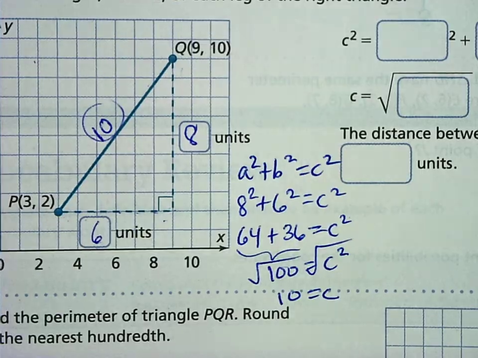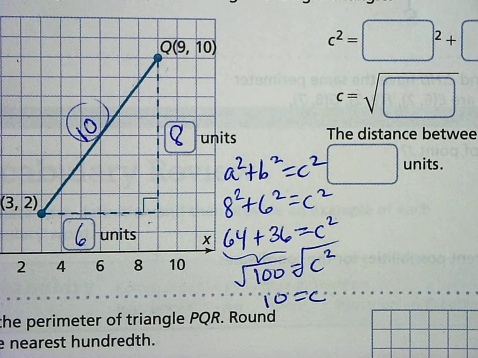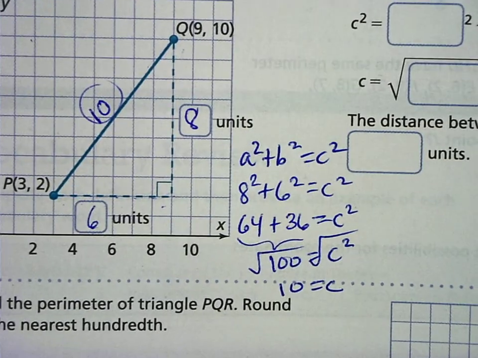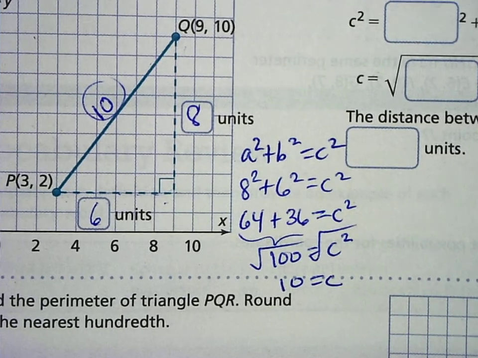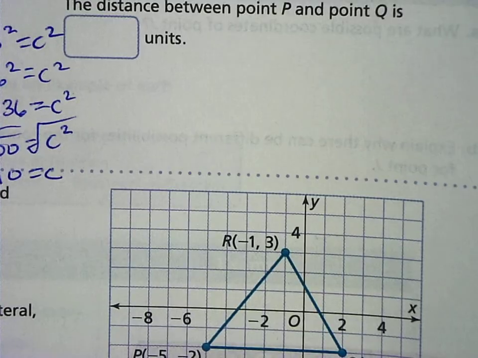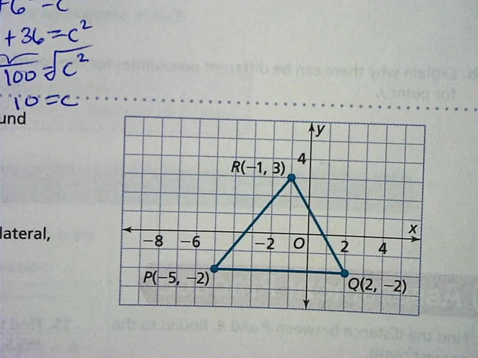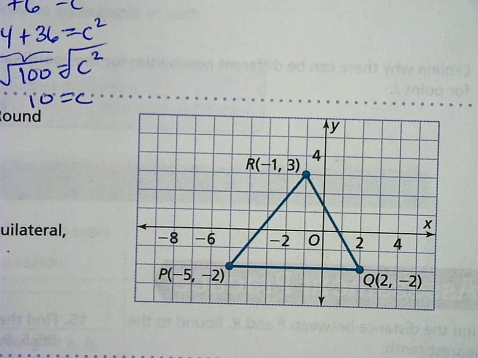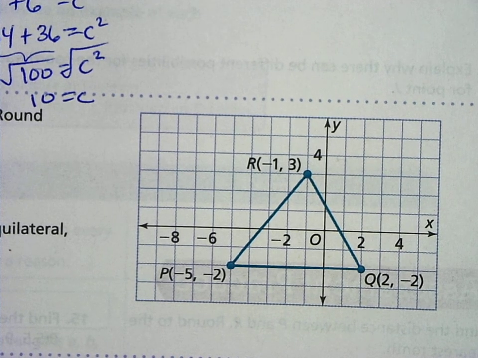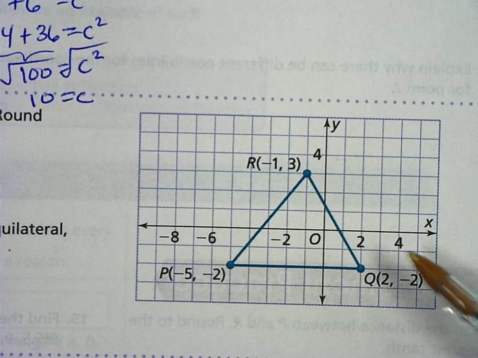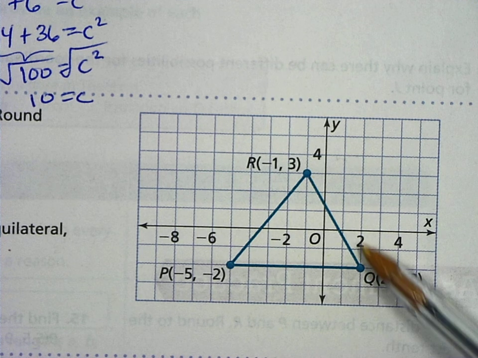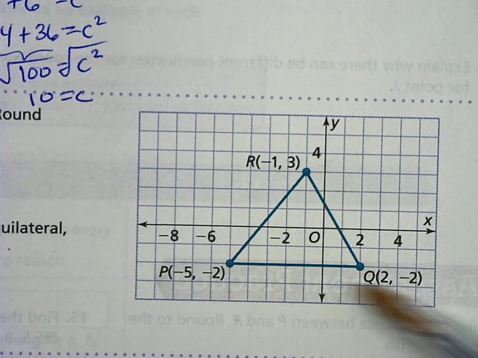Okay, so we can draw in legs and count the legs. So let's do that. Now let's again find the distance of all three of these side lengths. This question actually says, what is the perimeter of this triangle? Well, in order to find the perimeter, that means you would add all the sides. So we'd have to find the lengths of all three sides.